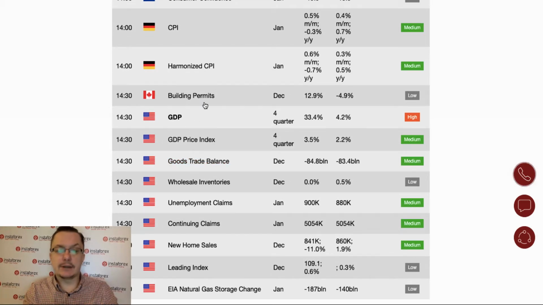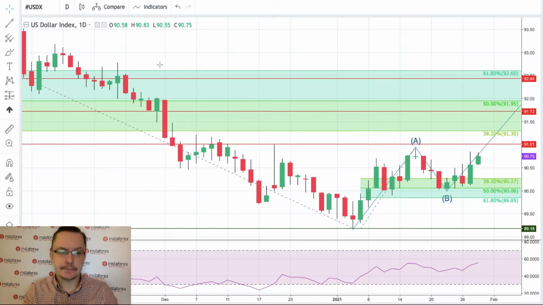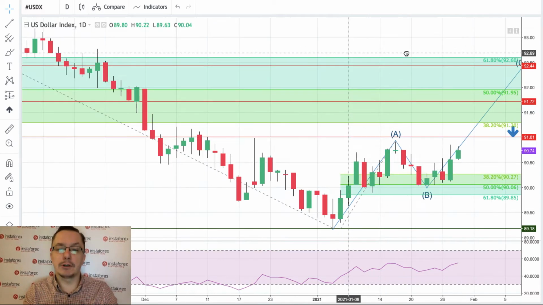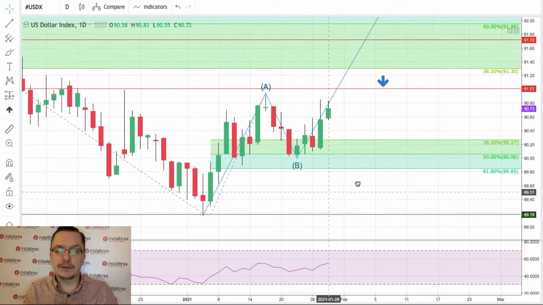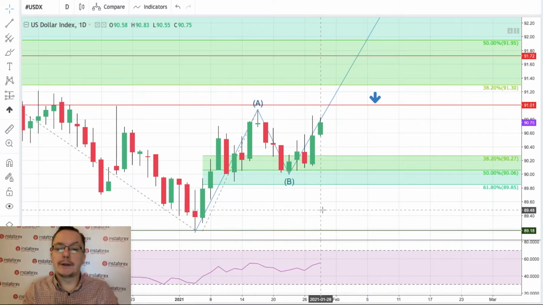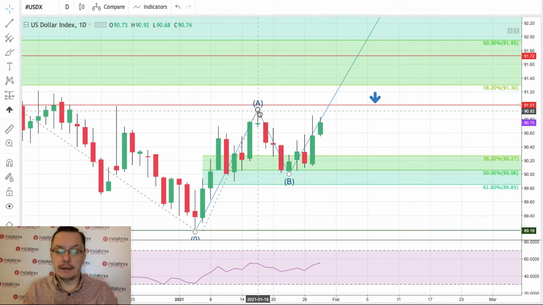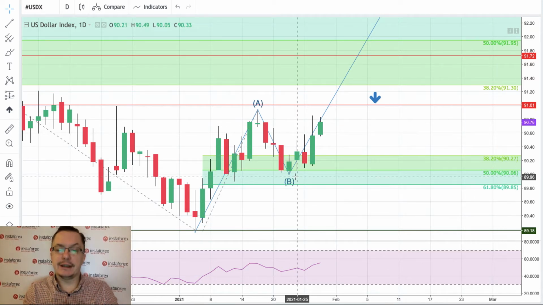So let's take a look at the US dollar index, I guess, because there's plenty of data from the US. We will do the US dollar index and the American indices, of course. So what do we have on the US dollar index? As you can see, the market follows our chart quite well. We got the top for wave A, 90.91. Then retracement wave B to the 50% of wave A, 90.06, and then we got a very nice bounce, and the bounce is being continued for today.